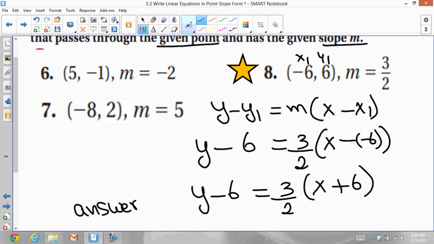This is the equation that they are asking you to find. And if I highlight and show you which ones I replaced, m 3 over 2 is what I replaced, y1 6 is what I replaced, and x1 negative 6 is what I replaced.